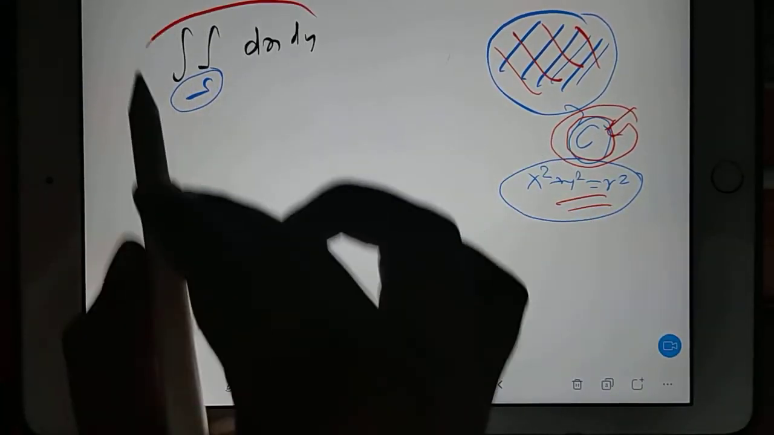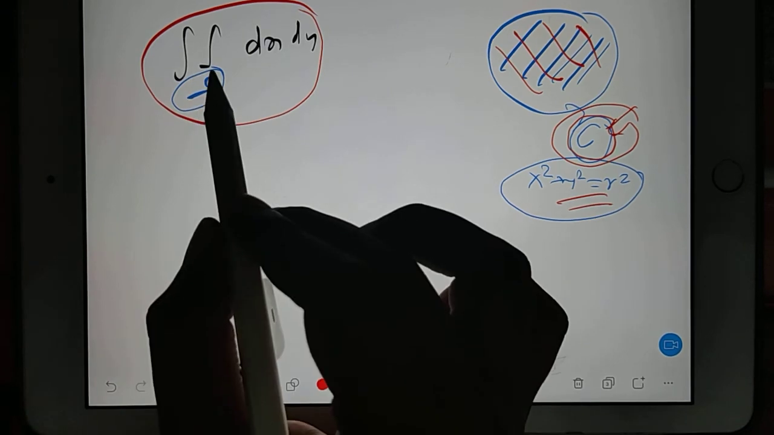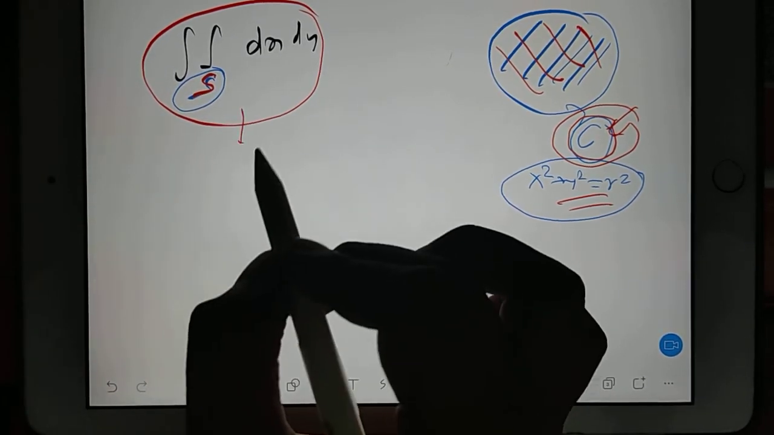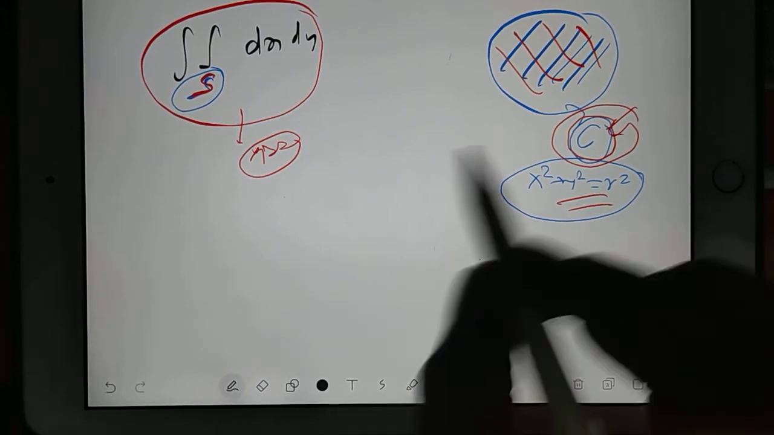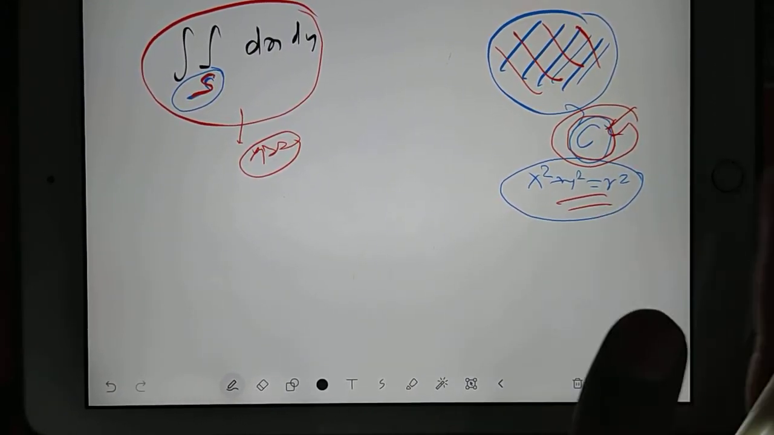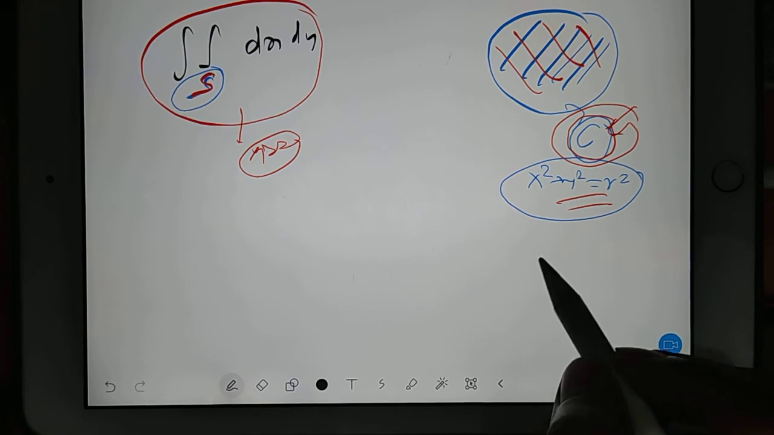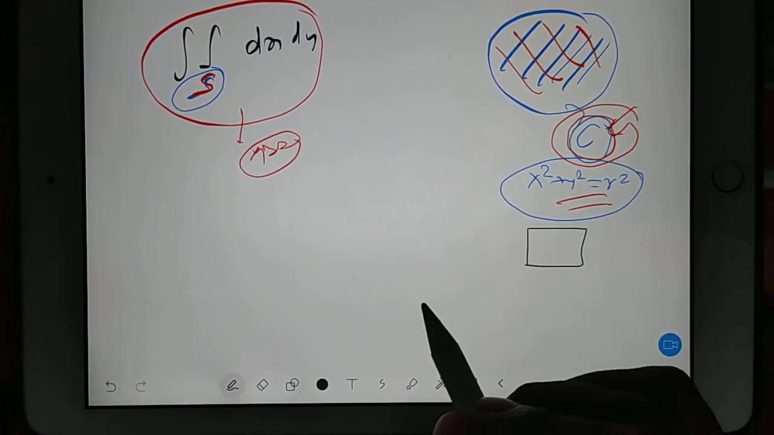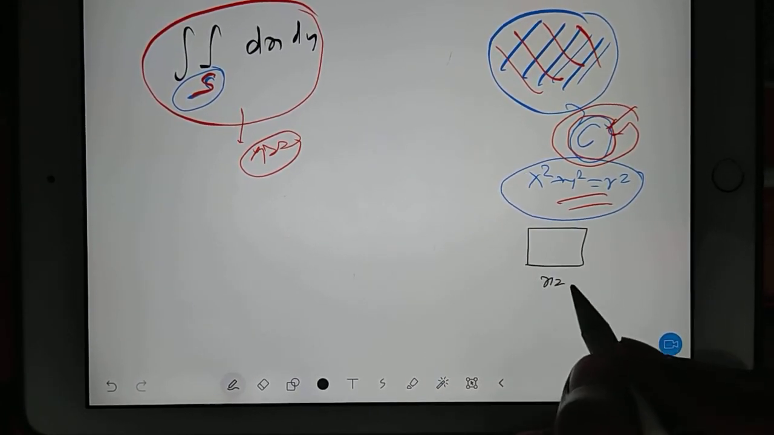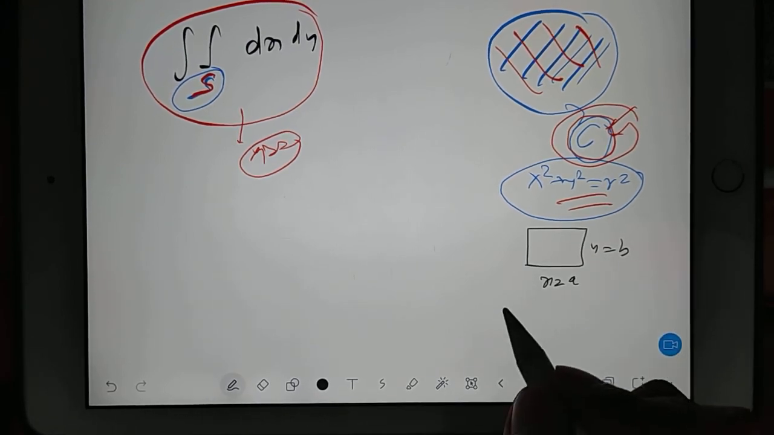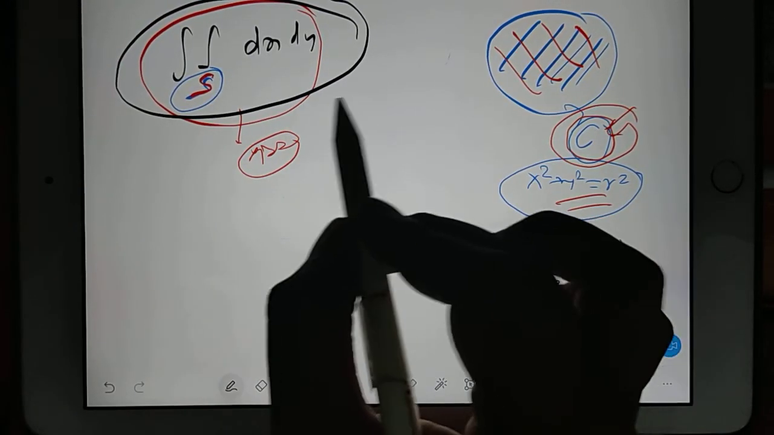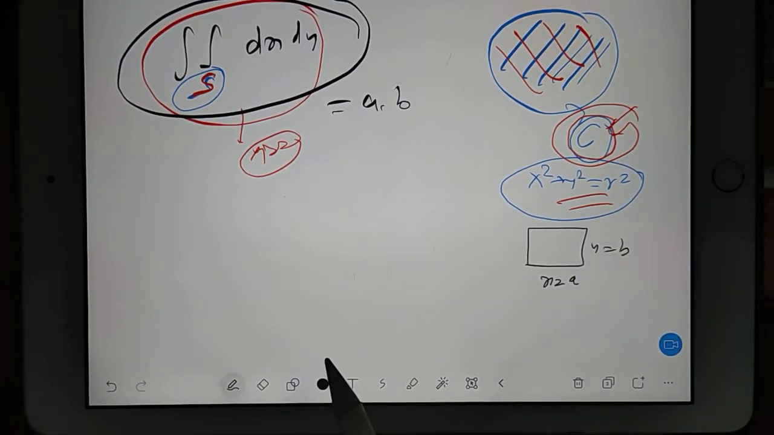So why bother about this now? Because we are going for surface integration, so we already know this integration is pi r square. Okay, what if the given curve is not a circle? What if the given curve is a square with sides x is equal to a and y is equal to b? Even this can be the case. So in that case, this will be simple AB multiplication.